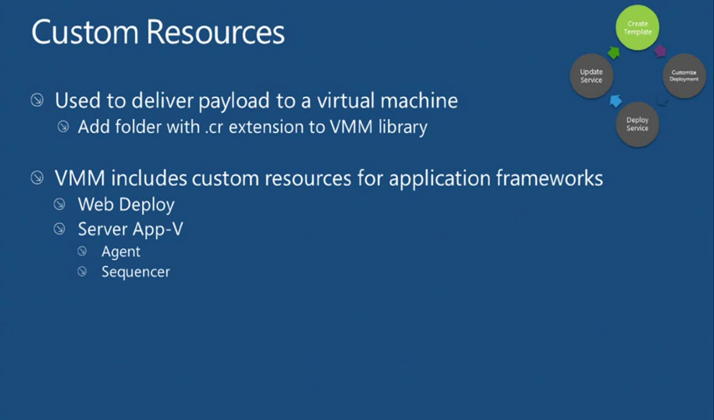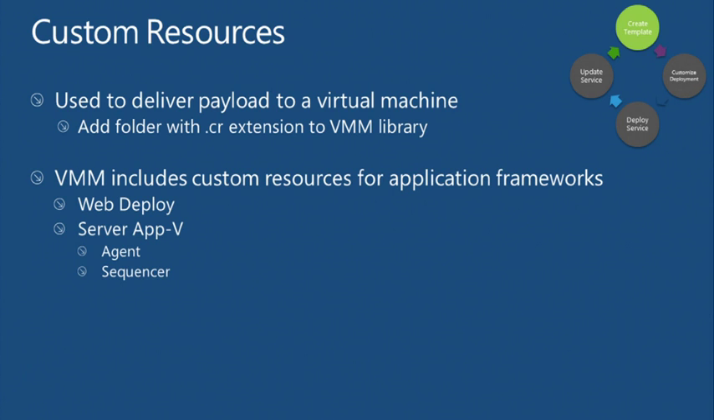So everyone was familiar with VMM 2008 R2, where we had this concept of a library. We still have that concept in VMM 2012, but we've introduced support for additional types of artifacts that you can drop into the library. So you can drop in things like web deploy packages, Server App-V packages, data tier applications, and you can also create folders in there that end in a .cr extension. And .cr for us tells us it's a custom resource.